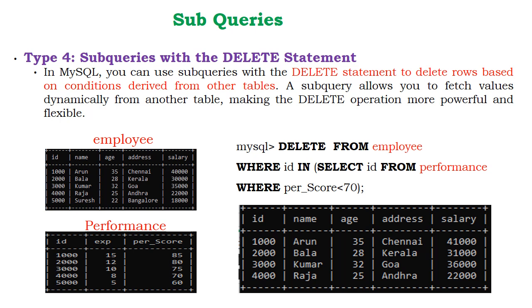Delete from employee where ID in. Within the parenthesis, write the subquery. Select ID from performance where the performance score is less than 70. So the result is 5000 because their performance score is less than 70, right? Now again, it is acting as input for the outside query. What is the outside query? The delete statement. So automatically the ID 5000 record is deleted from the employee table.